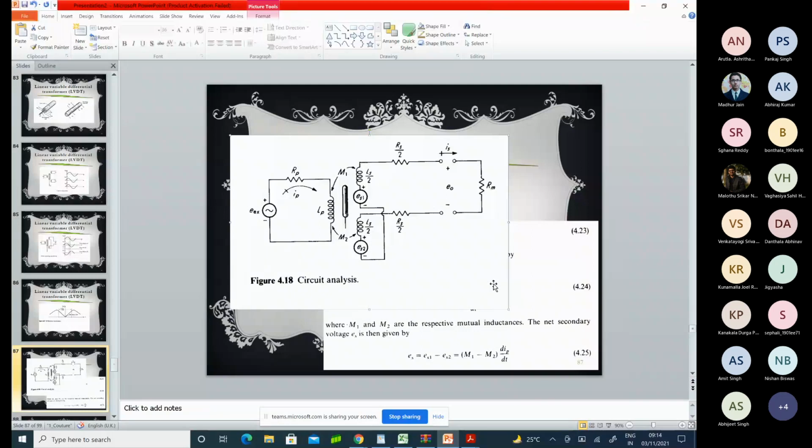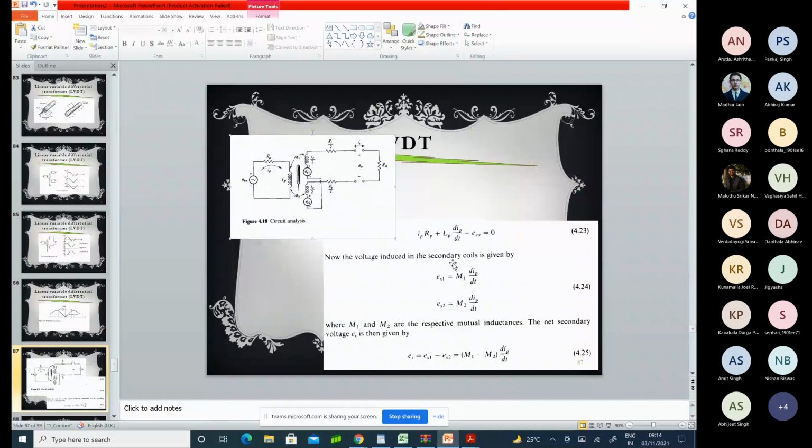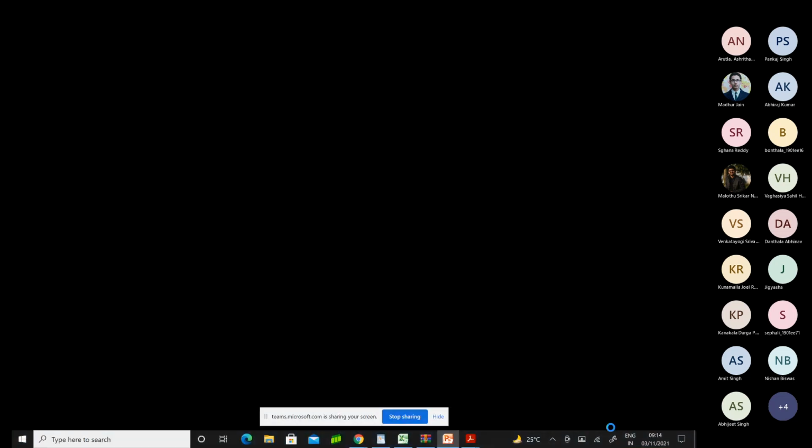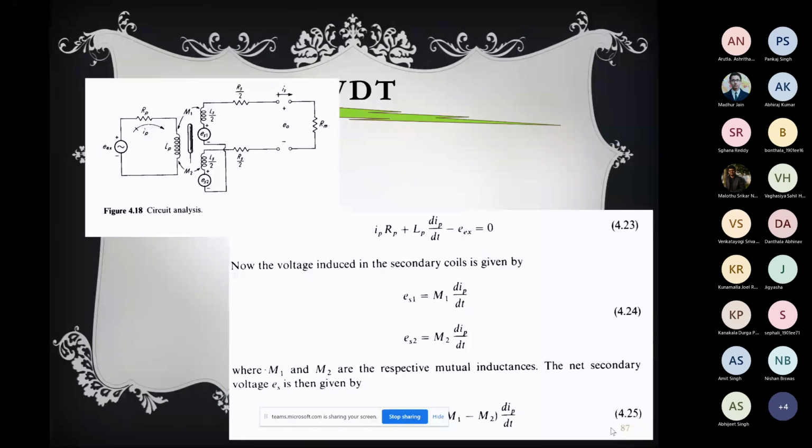So now from this, if we start writing the circuit equations in the electrical engineering sense, let's see what we can get. Let's consider the primary first. E_ex is the excitation voltage, and I_P R_P is the voltage drop on the resistance, and L_P dI_P/dt is the voltage drop on the inductance. So we can write very easily that I_P R_P plus L_P dI_P/dt minus E_ex equals 0.